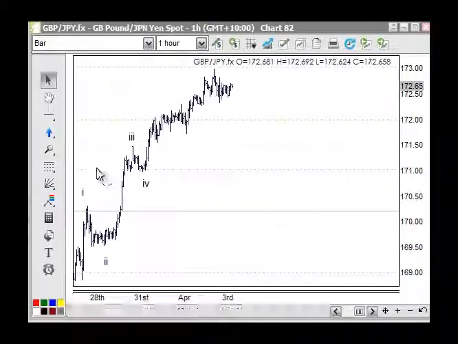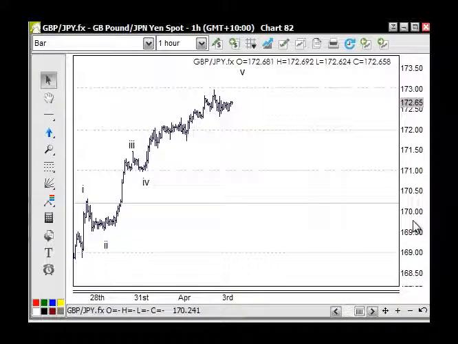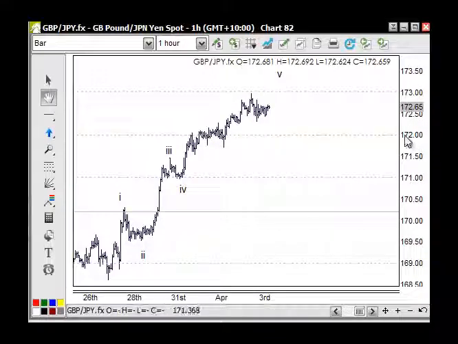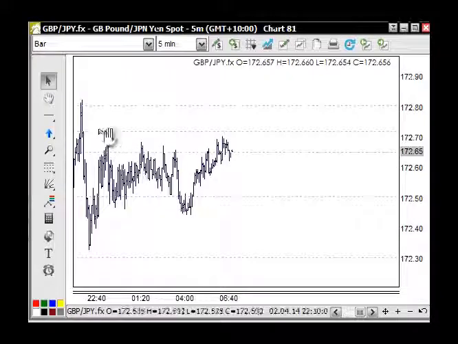The pound yen, we were looking to trade from 172.20 up into 173, so it's made it quite close there. It's probably got a little bit more to go there. Let's just have a quick look at this here.